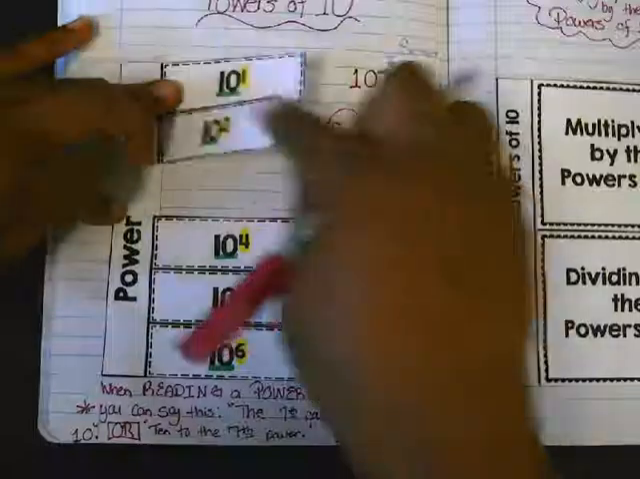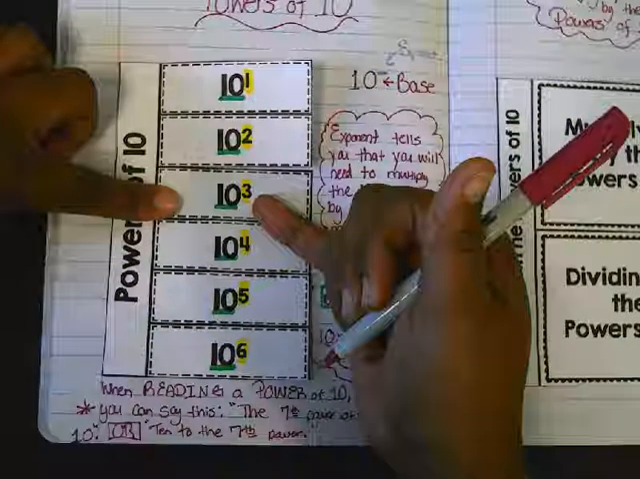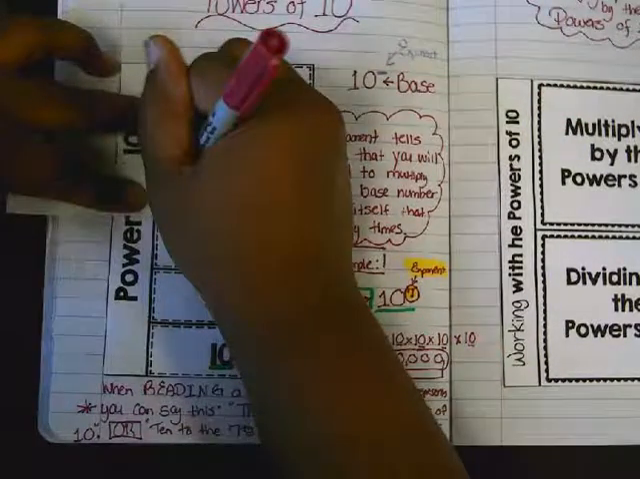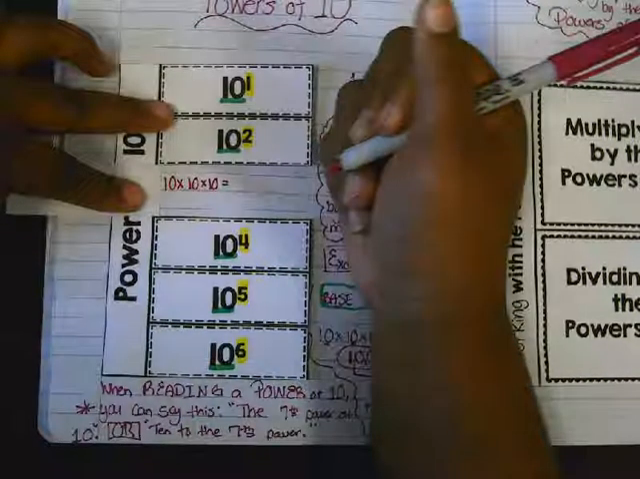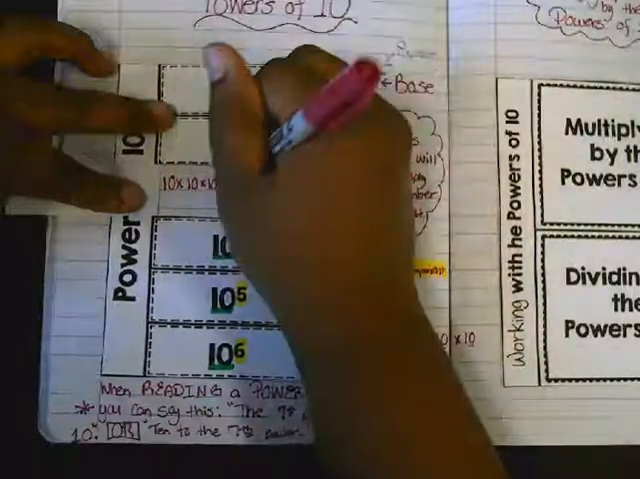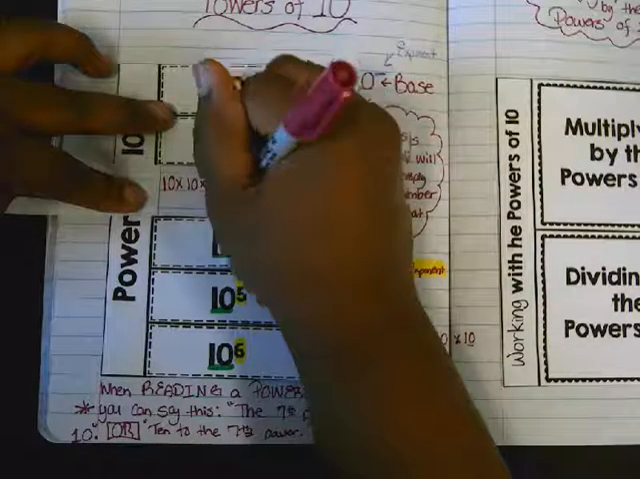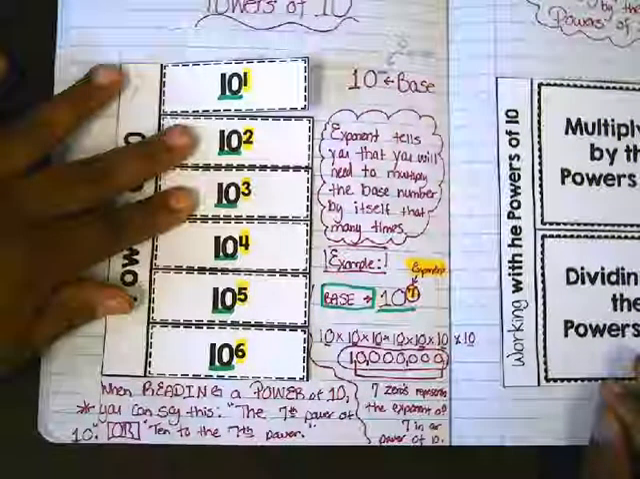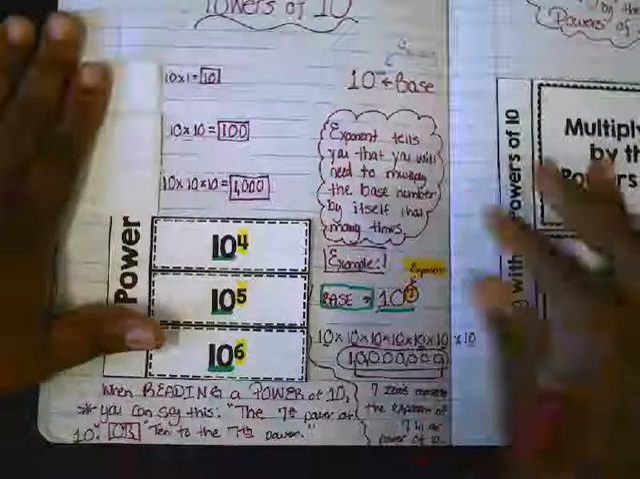So we have 10 to the third power, or the third power of 10. Pull this flap back. Now I'm going to multiply 10 by itself 3 times. 10 times 10 equals 100. 100 times 10 equals 1,000. So 10 to the third power is 1,000. Okay? So let's pull all 3 of these flaps back and let's check out the patterns that we're seeing.